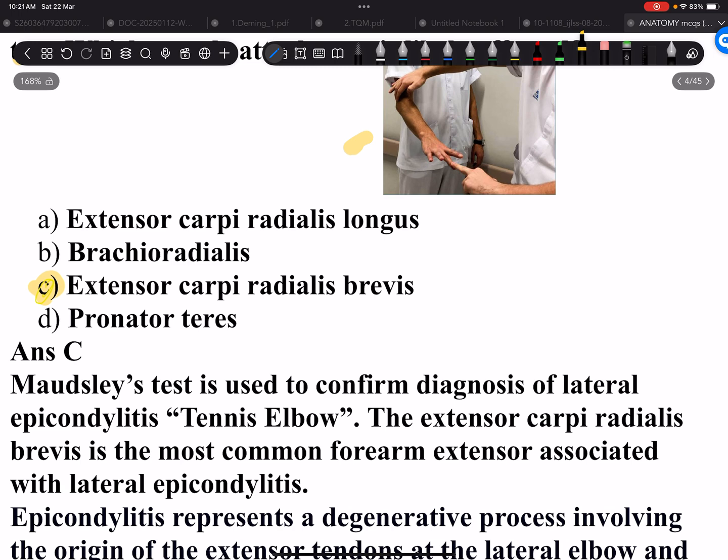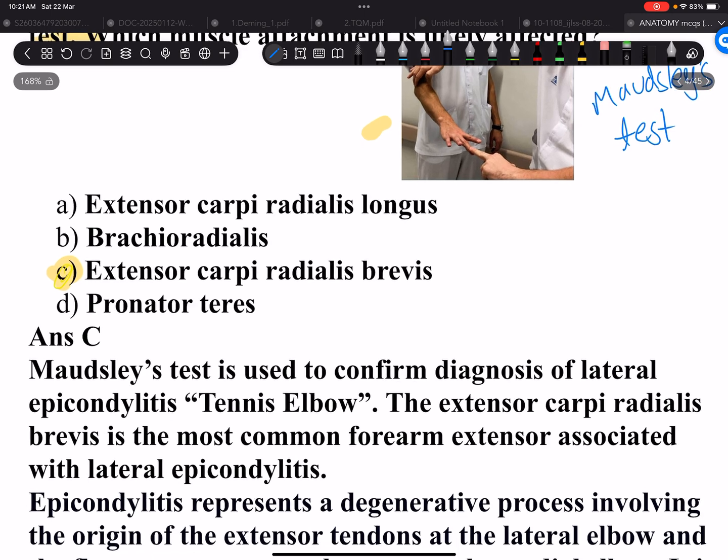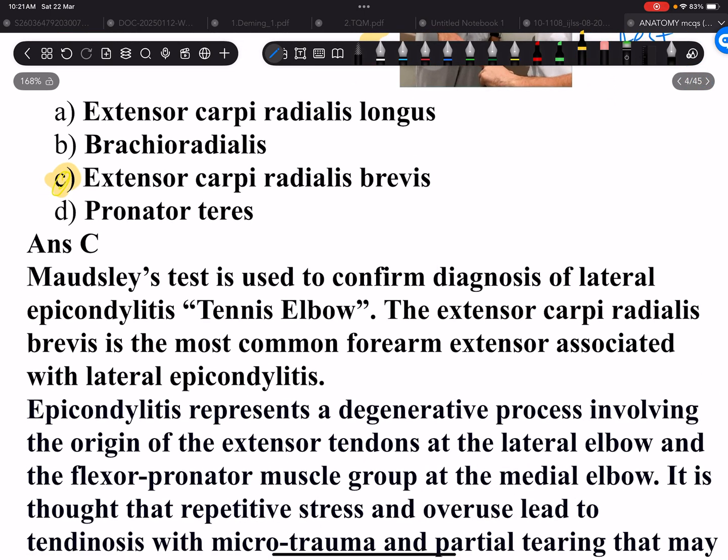You need to remember some things which I used to tell you. Maudsley test. Now let me explain everything related to that. It is used for the confirmation diagnosis of lateral epicondylitis, and the term used for it is tennis elbow. The extensor carpi radialis brevis is the most common forearm extensor associated with lateral epicondylitis.